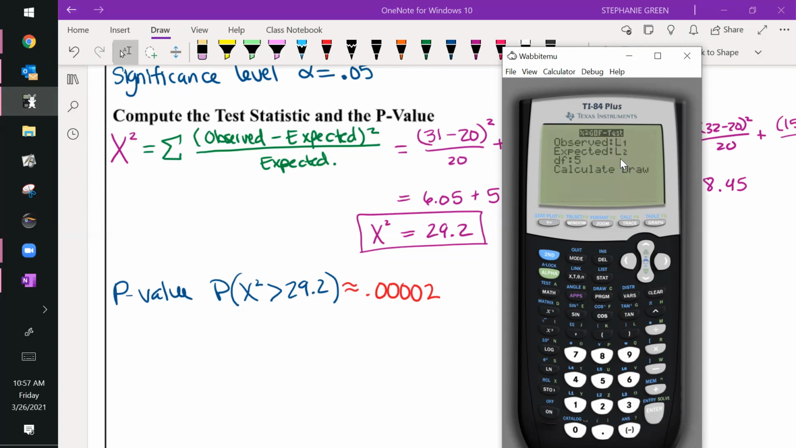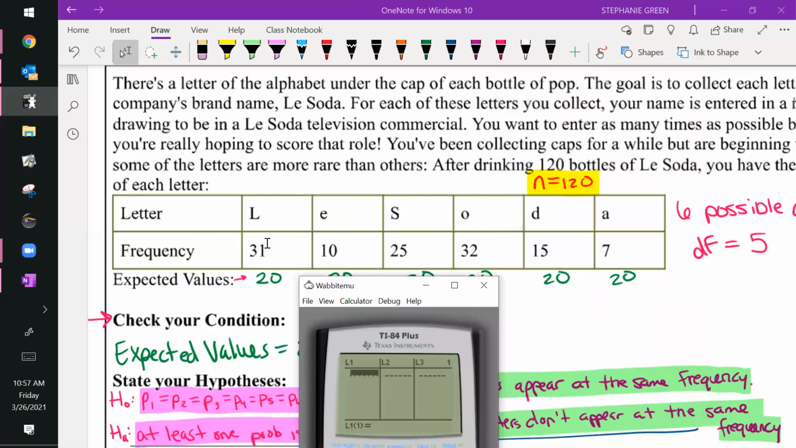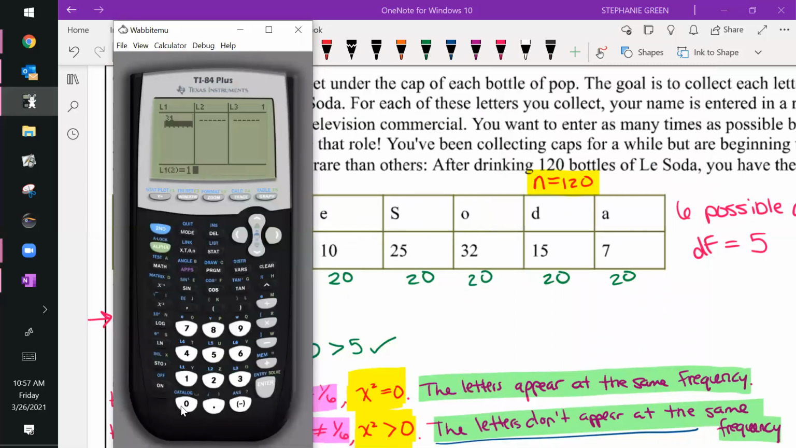So that means before I can ask my calculator to do anything here, I need to go to my stat menu, click edit, and fill in this list with my observed values and this list with my expected values. So let's go up and look at what those were. There they are. My observed values in my given table were 31, 10, 25, 32, 15, and 7. And our expected values, of course, were all 20.